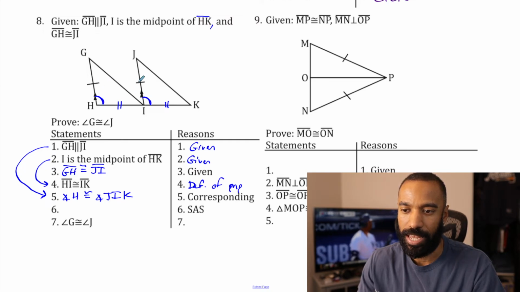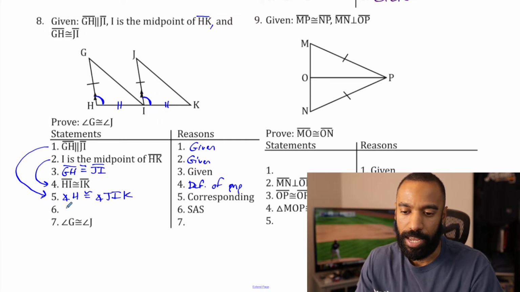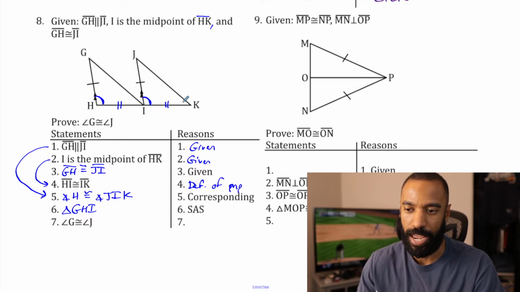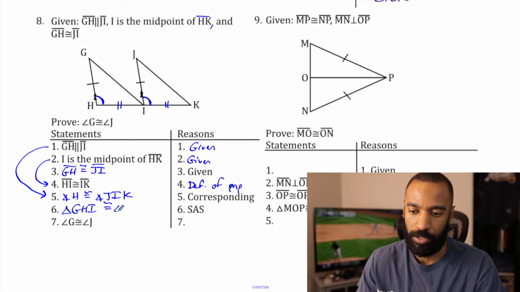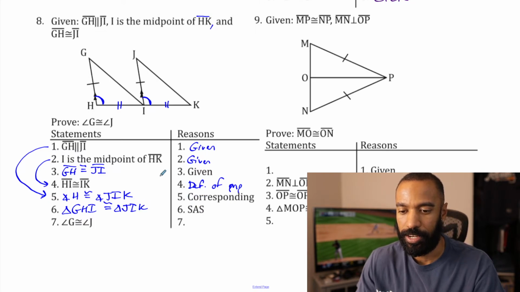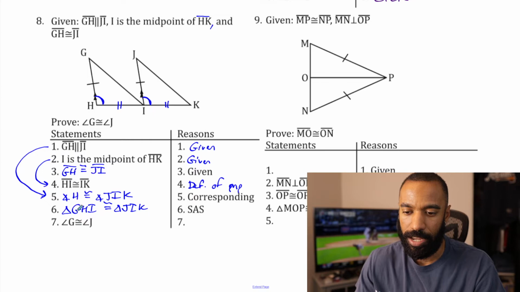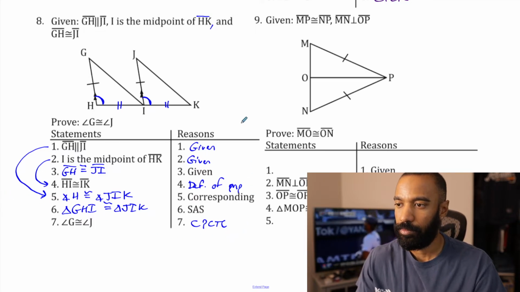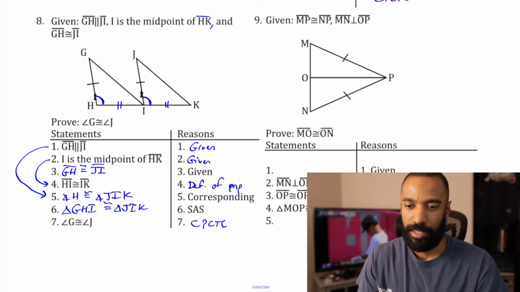I got a side angle side case here, side angle side, to now show that these two triangles are congruent to each other. I can call this triangle GHI. They face the same direction here. JIK is congruent to triangle JIK. And they tell us as well, that's side angle side here. G and J are first letters in both of these. They correspond. They are congruent. That is CPCTC.